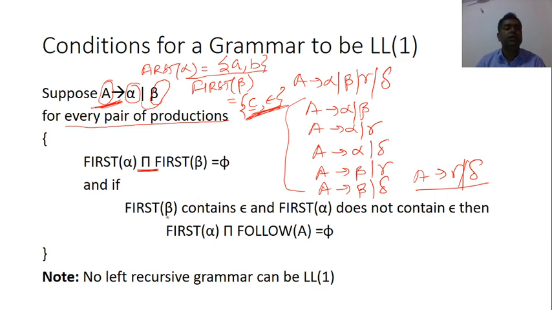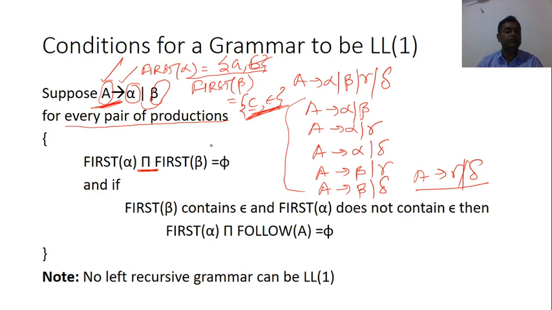Now suppose first of alpha contains empty and first of beta does not contain empty. In that case, follow of A intersection first of beta must be equal to phi. But if both contain empty, then in both cases I have to find out follow of A. That means follow of A intersection follow of A will be equal to follow of A. If both contain empty, then the grammar will not be LL1.